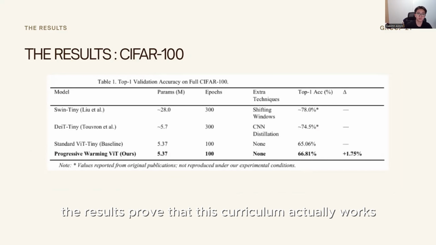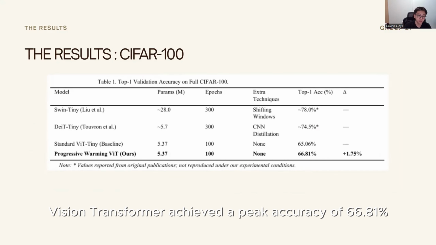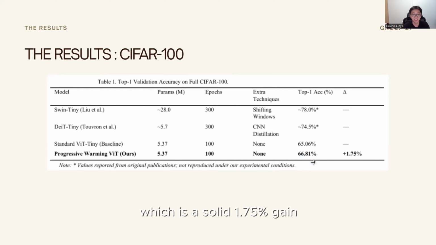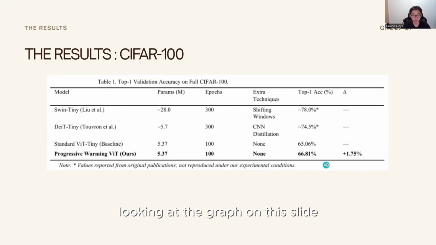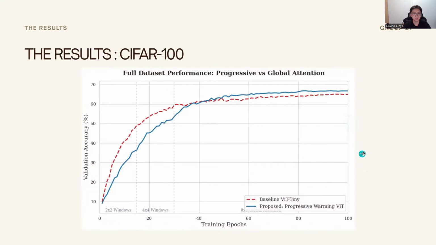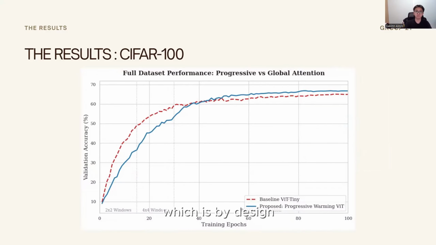Results. The results prove that this curriculum actually works. On the full CIFAR-100 dataset, our progressive warming vision transformer achieved a peak accuracy of 66.81%, which is a solid 1.75% gain over the standard baseline that we used. Looking at the graph on this slide, you can see our model starts slightly slower during the restricted phases, which is by design, but then sharply overtakes the baseline once global attention is unlocked.